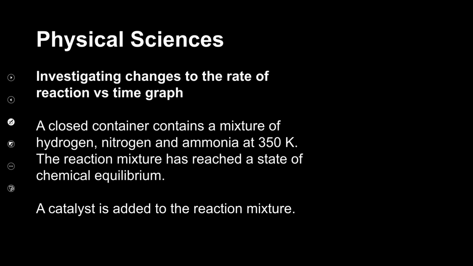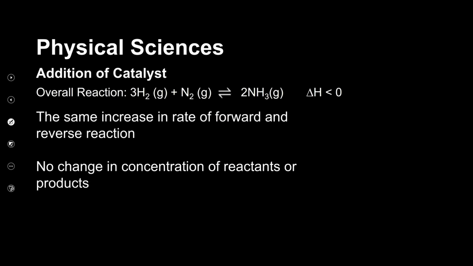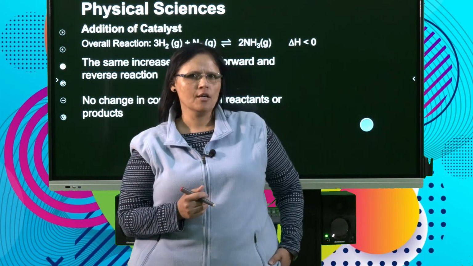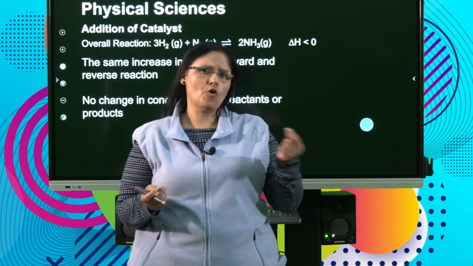We're still in the closed system and we're still busy making ammonia at 350 Kelvin, and it is at chemical equilibrium. The question here is, a catalyst is added to the reaction mixture. I just want to say it's a positive catalyst. We know that a catalyst is a substance that does not take part in the reaction, but it lowers the activation energy. So what will happen to the rate of the reaction? Now when we add a catalyst, we actually speed up the reaction. So which reaction is sped up? The forward or the reverse reaction?